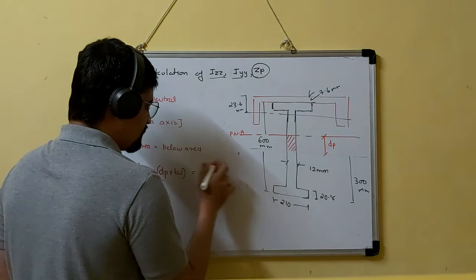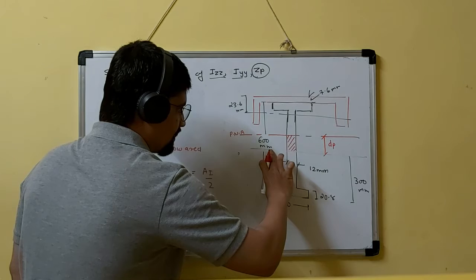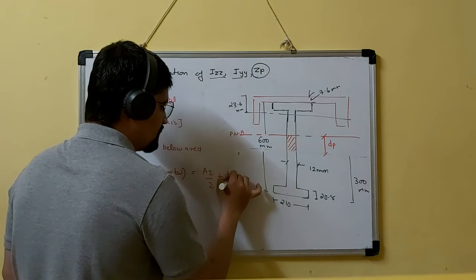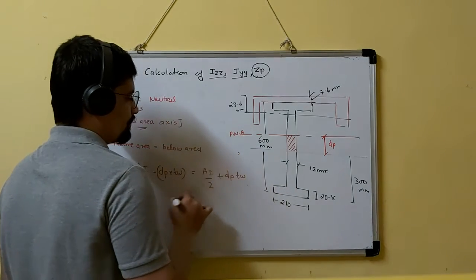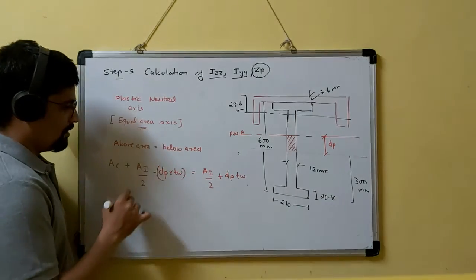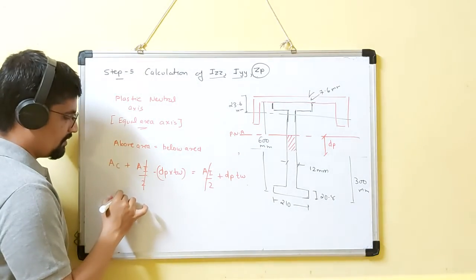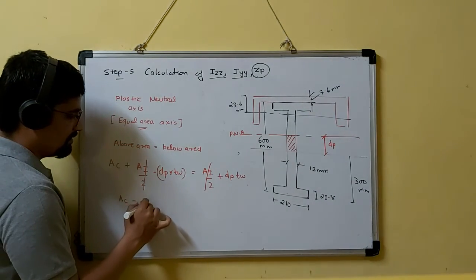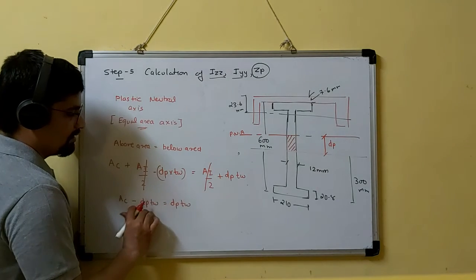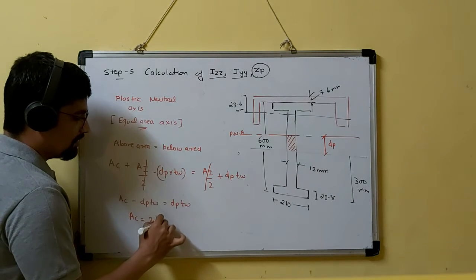The below area is only AI by 2, the area of the I section divided by 2. But it is this much only, and our axis is here, so we are adding this portion, plus dP TW. Now these two values will cancel because they are the same. So we are left with AC minus dP TW equals dP TW. This portion will move here, so AC is equal to 2 dP TW.